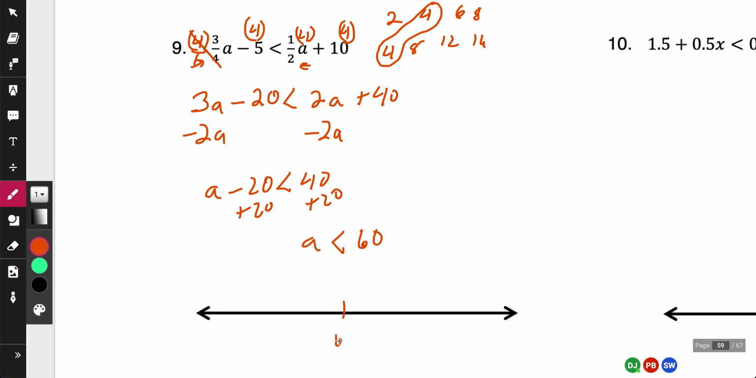So we're going to put 60 in the center, 59 and 61 on each side. And then I need to decide, is it an open or a closed circle? Well, since it's only less than with no bar under it, it's going to be an open circle, which means 60 is not included. And it says shade all the numbers that are less than 60, which would be the numbers to the left.